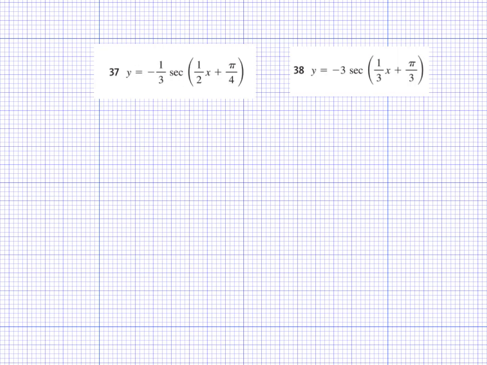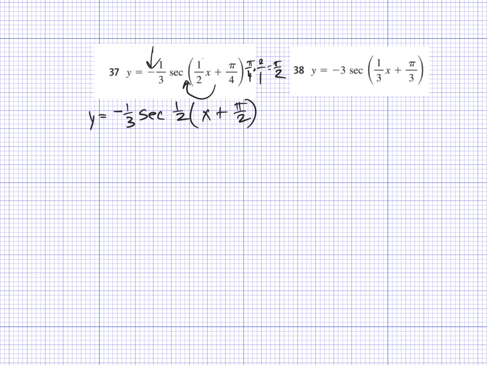We're almost done. We have a reflection of secant. All right. So it's the same thing. It's just going to draw it upside down. We need to divide out a 1/2. So y equals -1/3 secant of 1/2 x plus, and you have pi over 4 divided by 1/2, which would be times 2, or pi over 2. So we're going to shift to the left by pi over 2.